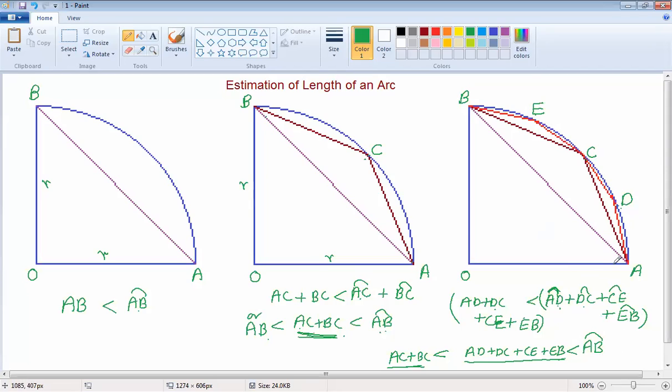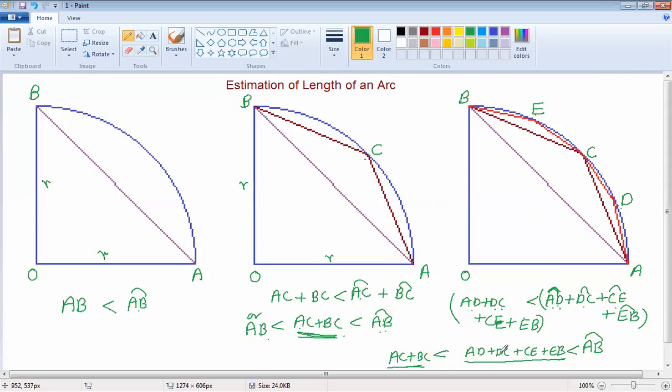But straight distance AD, which is shown here, is very much close to the arc AD, but still a little distance is there. So AD is less than arc AD, DC is less than arc DC, CE is less than arc CE, and EB is less than the arc EB. In this way, the sum of these four straight distances is less than the arc length AB.